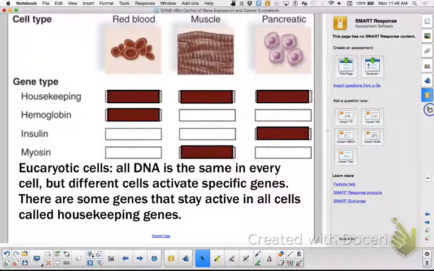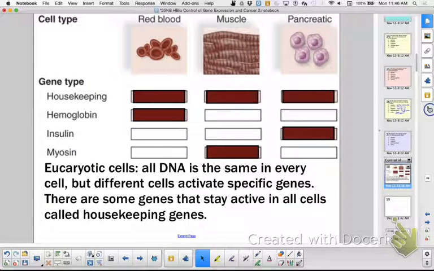So the first thing we need to go over is keeping in mind that in some cells, some genes are always turned on. These are called housekeeping genes. They're needed all the time, so there's nothing that's inhibiting their production. But things like hemoglobin: red blood cells, muscle cells, and pancreatic cells all have the gene for hemoglobin, but only red blood cells turn on that gene. Just like insulin genes are only turned on in pancreatic cells, and myosin is only turned on in muscle cells. So different genes are turned on.